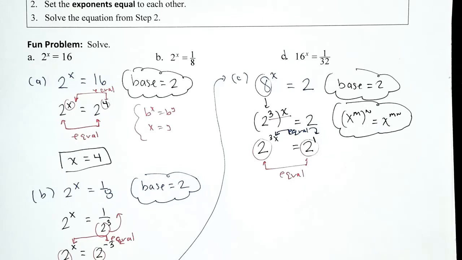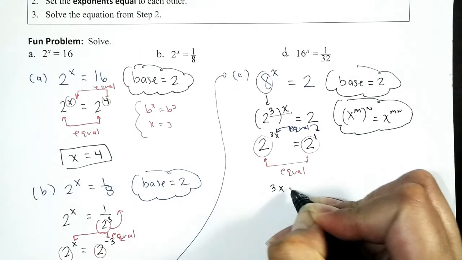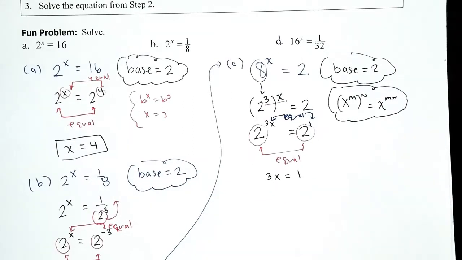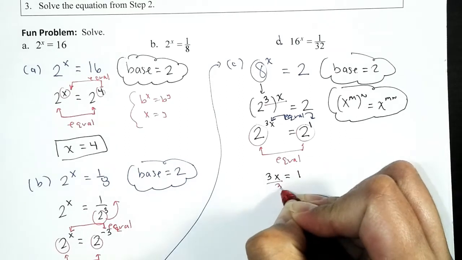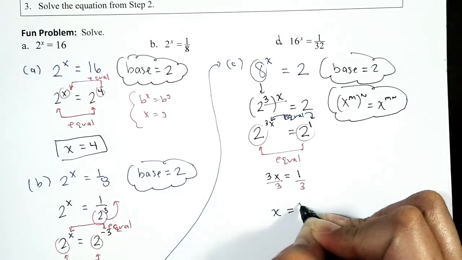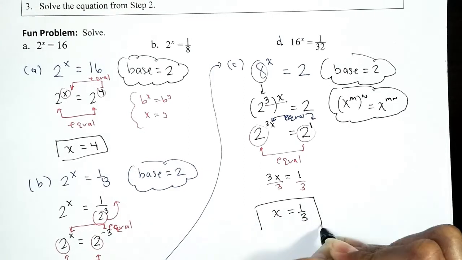So if the bases are equal, then the powers have to be equal. So the left exponent equals the right exponent. We take our time, do what we gotta do to solve this equation. To get rid of the times 3, let's go ahead and divide both sides by 3. And that will give us x equals 1/3. Cool. We pretend we checked it at our house.